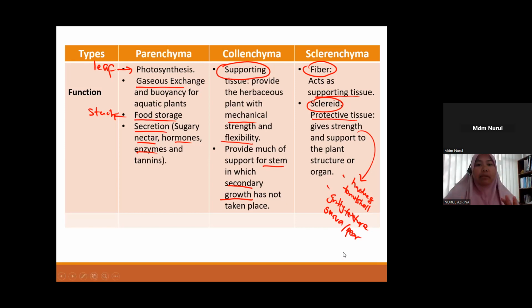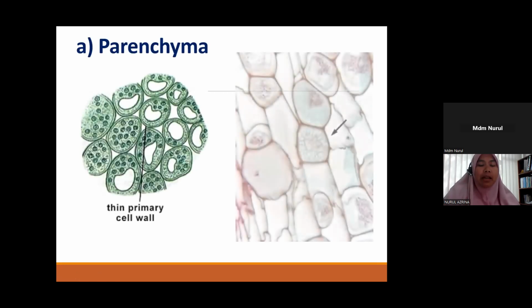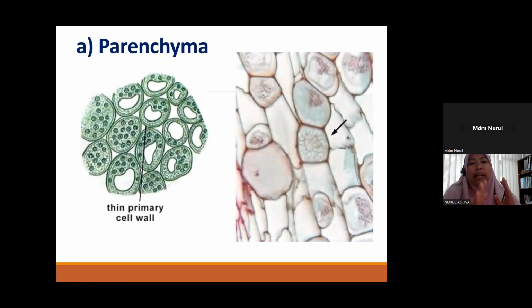So this is a table of summary about the structure, the function, and also distribution of parenchyma, collenchyma, and sclerenchyma. Okay, right. Next, we go to the detail one by one. Okay, parenchyma. So this is the picture of parenchyma cell.